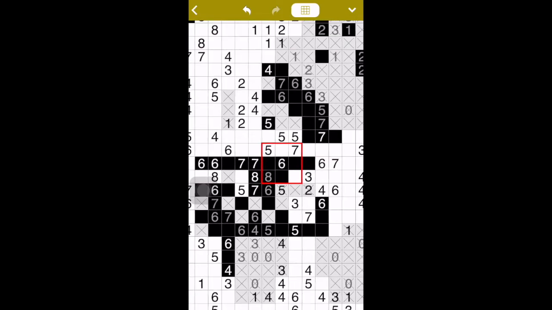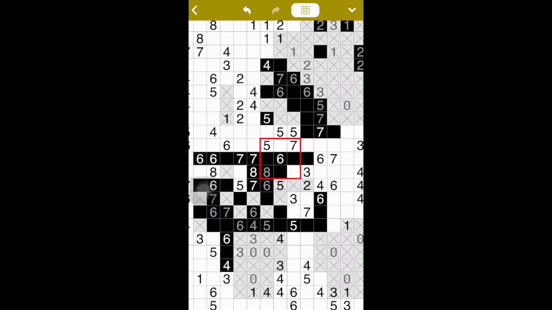Okay, let's just go up here. Looking at the six, I could have only one more black space up there, right? And look at the five, I could have only one more black space in here, right? So I have one, and then I have three more remaining spaces.